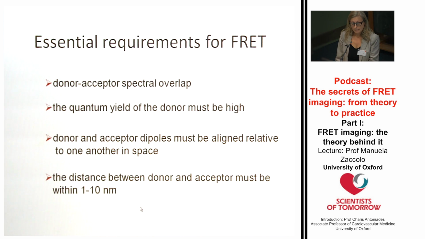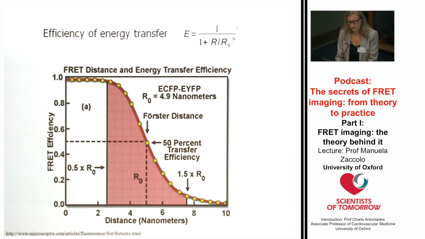So really, the key parameter to keep in mind in the design of an efficient FRET reporter is the distance, the intermolecular distance between donor and acceptor. And as I mentioned earlier, the efficiency of energy transfer is inversely proportional to the 6th power of this distance. And it depends on the Forster's distance, which is typical for any donor-acceptor couple. And for any GFP variant, the Forster's distance is about 5 nanometers.